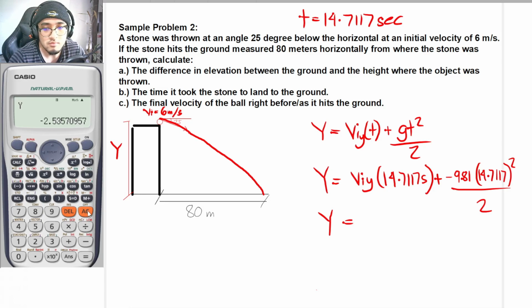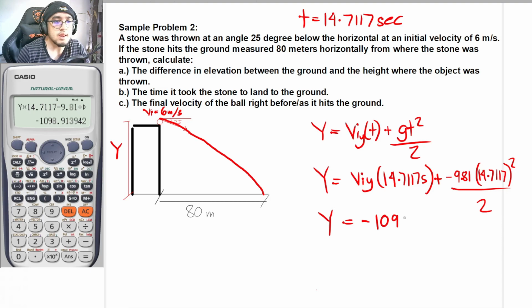Confirming, so alpha y times 14.7117 minus 9.81 divided by 2 times 14.7117 squared. And our answer here is negative 1098.9139 meters. So it is located 1 kilometer below.